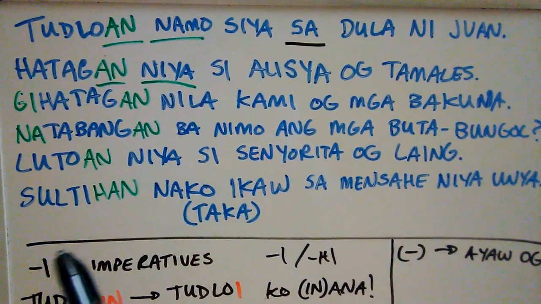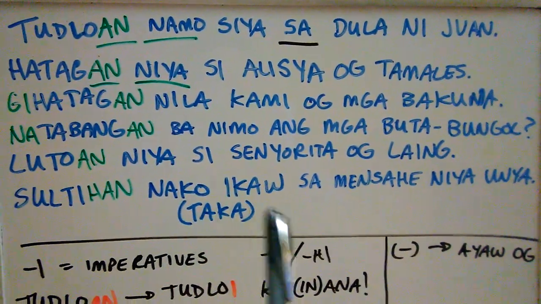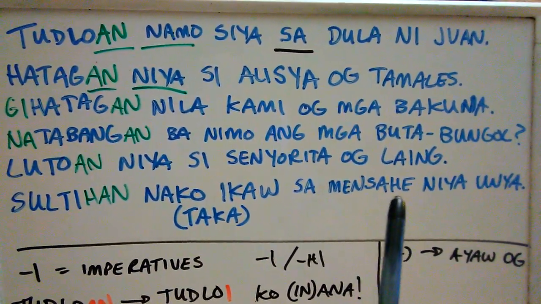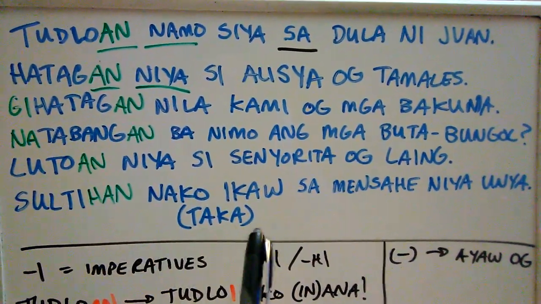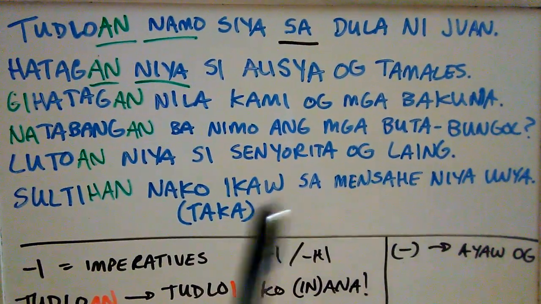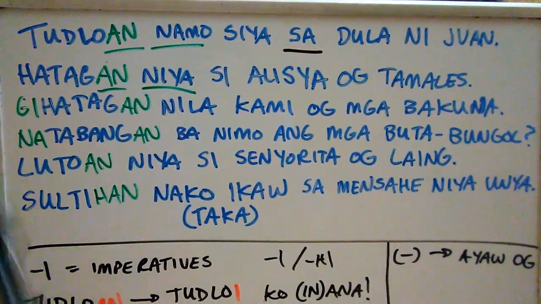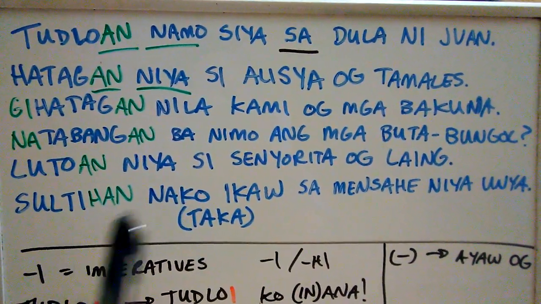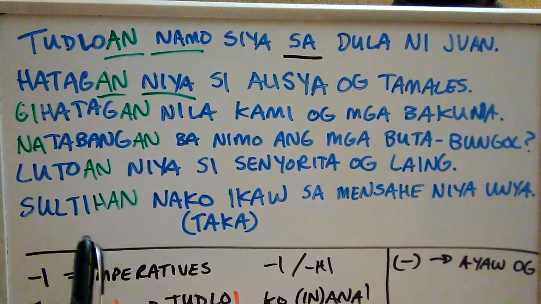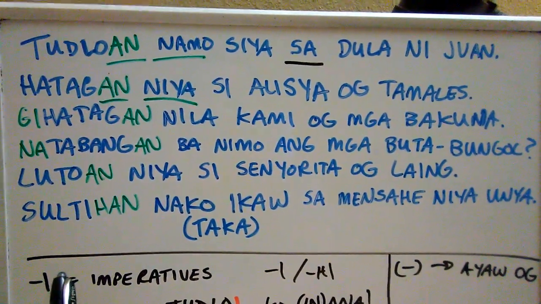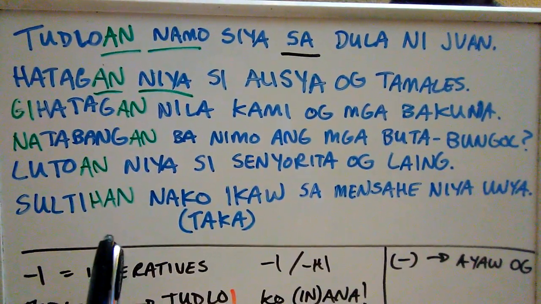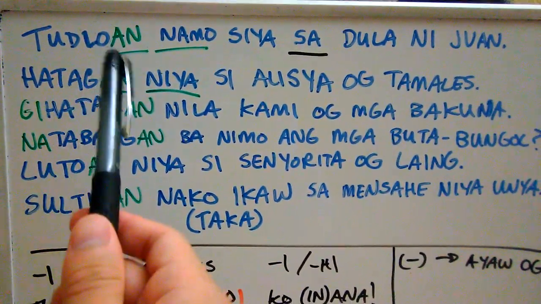Don't try that one. Sultihan nako ikaw sa mensahe niya unya, right? Sultihan nako ikaw sa mensahe niya unya. This one I wanted to put out and talk about because sulti is one of those verbs that have the unstressed last syllable, right? Because if we have a glottal stop at the end, just like tudlo, right?